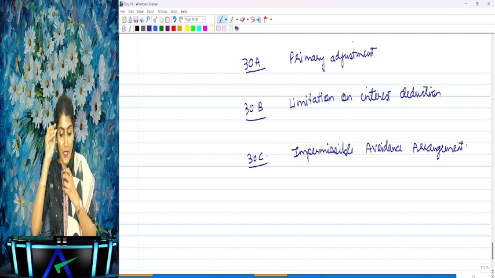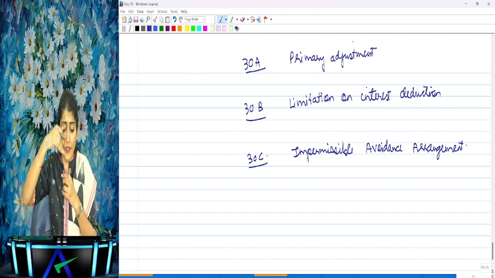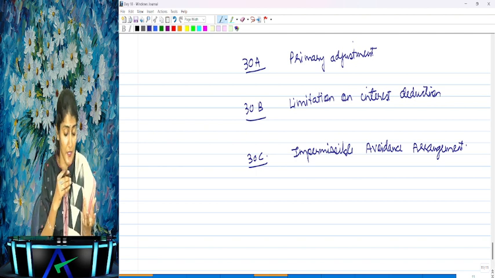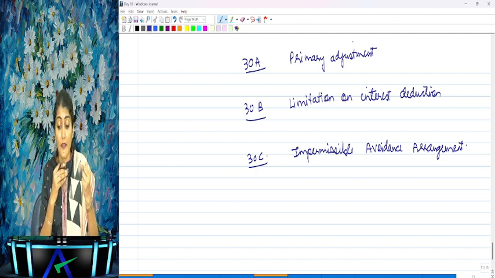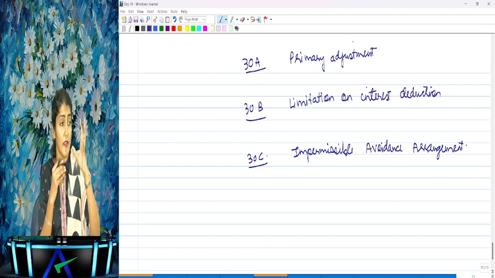Right, so 30 is regarding hundi. And then 30A, 30B and 30C. 30A is regarding whether any primary adjustment is to be done. 30B is regarding the limitation on interest deduction. And 30C is regarding the impermissible avoidance arrangement.